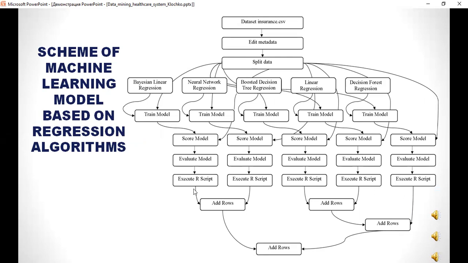To execute an R script, you need the block responsible for executing the R script of the machine learning experiment in order to extract any performance indicators of the model. Using the add rows block allows you to add a set of rows from the input dataset to the end of another dataset. It was used in order to obtain comparative statistics of performance indicators of the developed regression models and to provide convenient data analysis.